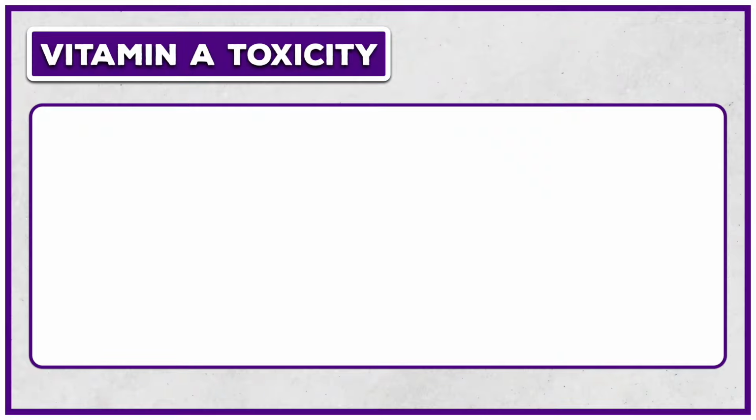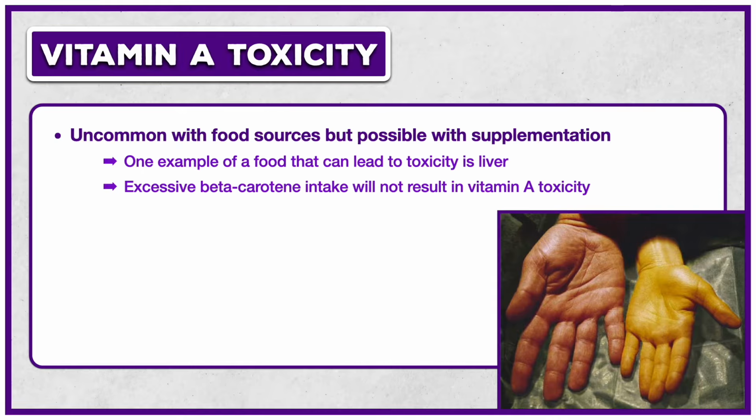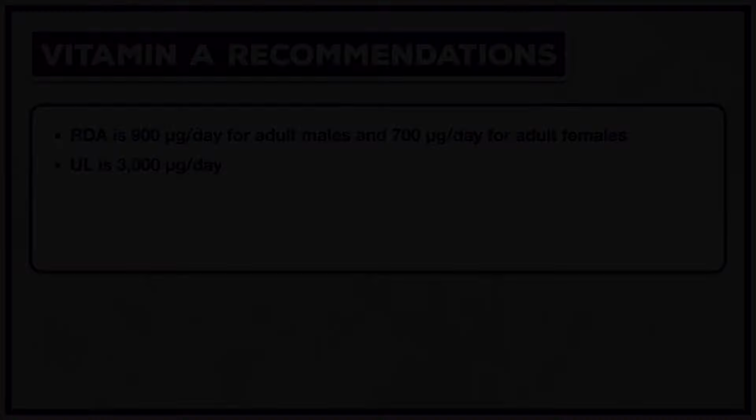On the opposite end of deficiency, we have toxicity. Vitamin A toxicity is uncommon with food sources but possible with supplementation. One example of a food that can lead to toxicity is liver. Animals store vitamin A primarily in the liver, and so it's a concentrated source of it. Notably, excessive beta-carotene intake will not result in vitamin A toxicity. However, it may cause the skin to turn orange, which is reversible. Consequences of vitamin A toxicity include skin rashes, hair loss, bone abnormalities, liver failure, and birth defects.